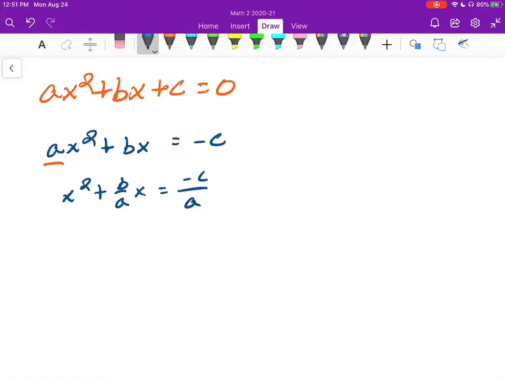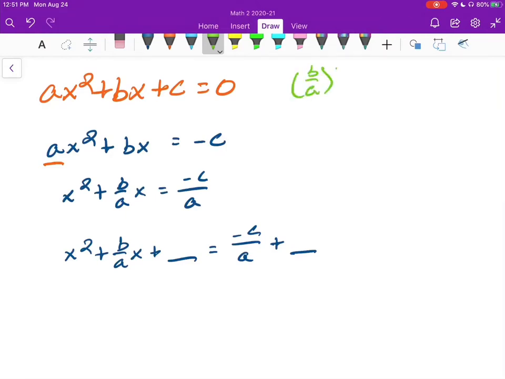Okay. Now we're able to add in our blanks. So I'm going to say x squared plus b over a x plus blank equals negative c over a plus blank. Now, we used to do b over a squared, right? That's what we would do. Now, something's a little bit off here. We have b over, not b over a, excuse me, b over 2 squared. There it is, b over 2 squared. But b over 2, we already have a b here. So we can't really think about it like that.